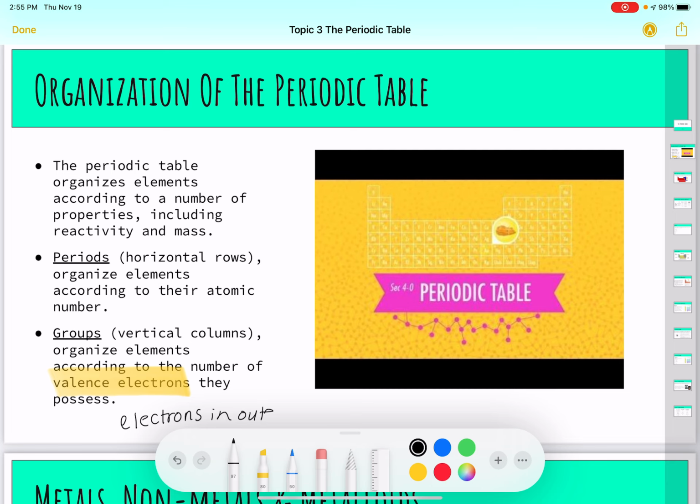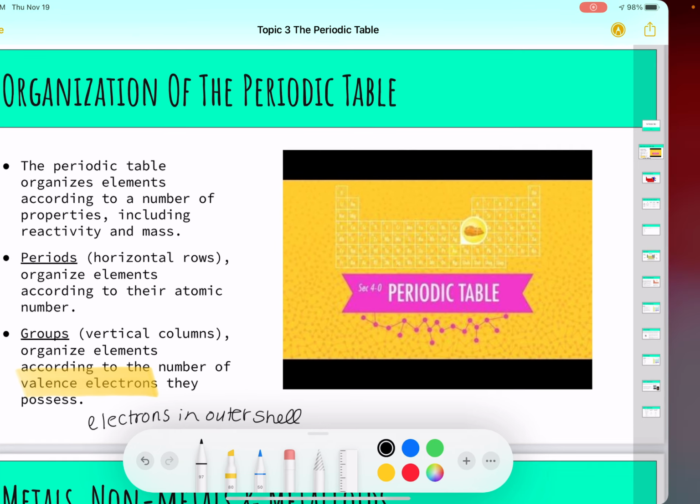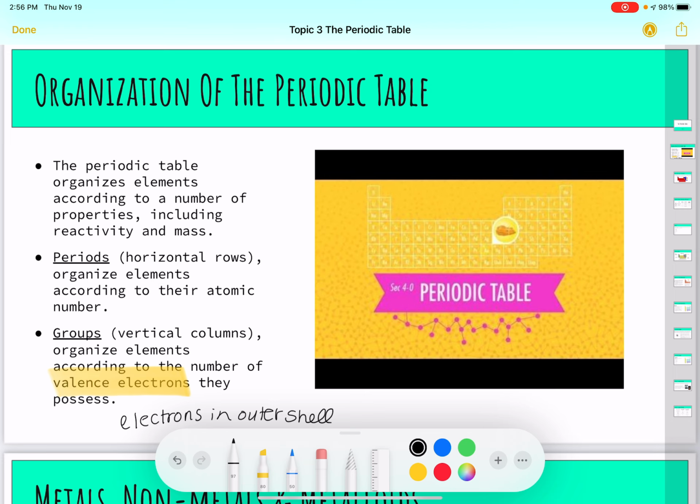So when we're looking at the Bohr diagram, we're looking at valence electrons in their outer shell. Those are the ones in the last circle that has the electrons. So those outermost electrons are called valence electrons. All right.